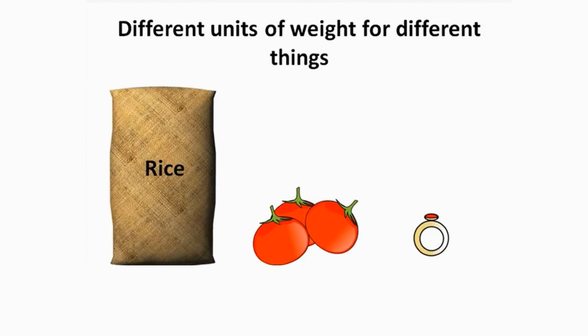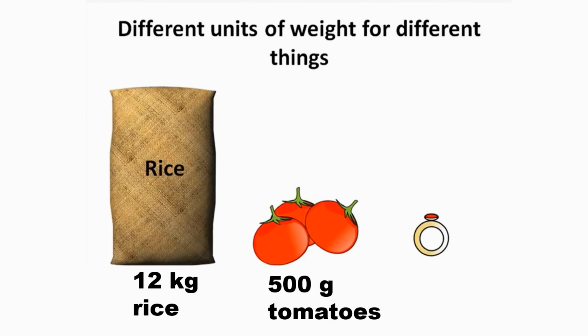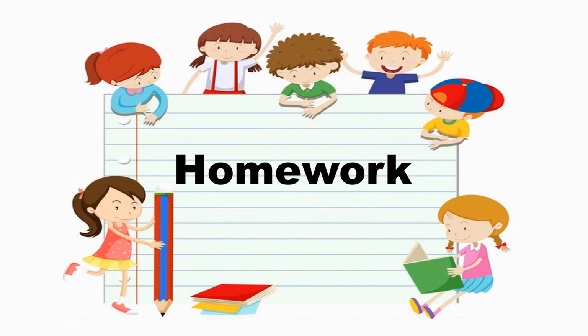So what we learned in this lesson? We use different units of weight for different things. For example, we may buy 12 kgs of rice, 500 grams of tomatoes, 600 milligrams of gold. So students, I hope you understood about how to measure weights of different things.